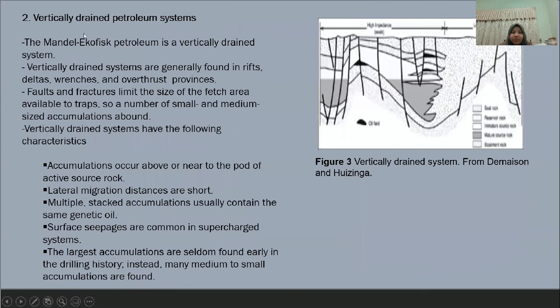Next one is the vertically drained petroleum system. This can be found in reef, delta, ranges, and overthrust provinces. Some of its characteristics are that accumulations occur above or near the point of active source rock. Lateral migration distance is short, and the largest accumulation is seldom found early in the drilling history. Instead, many medium to small accumulations are found.